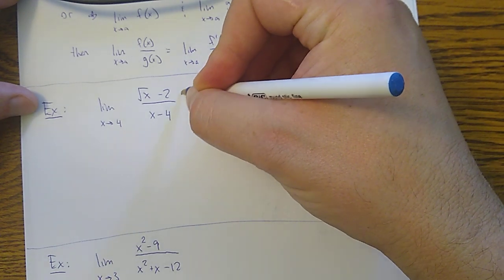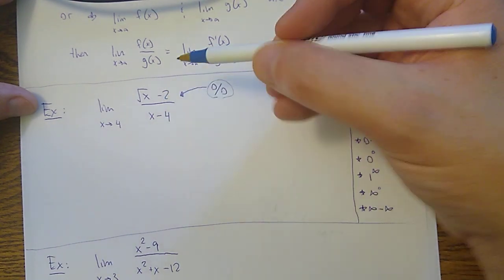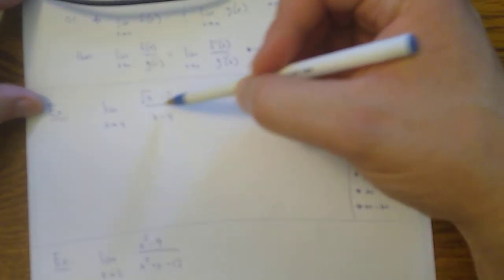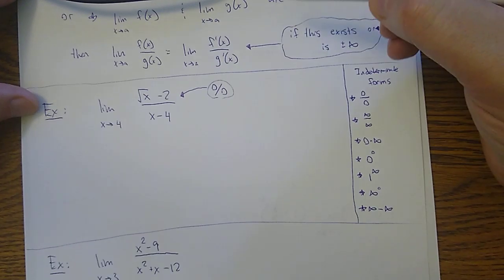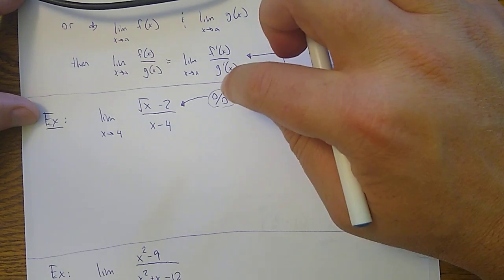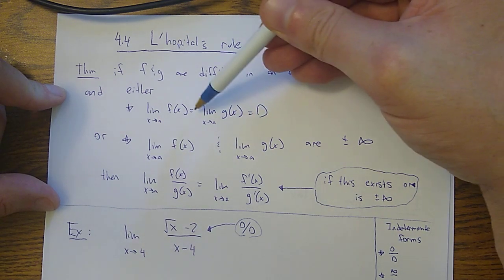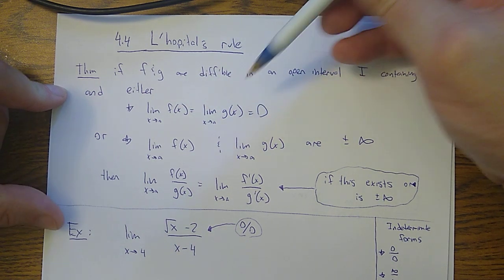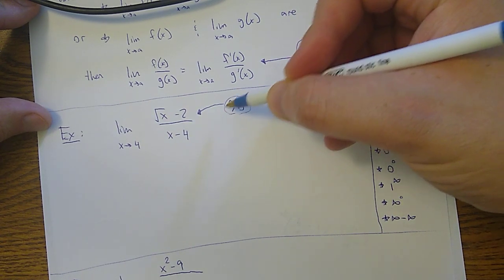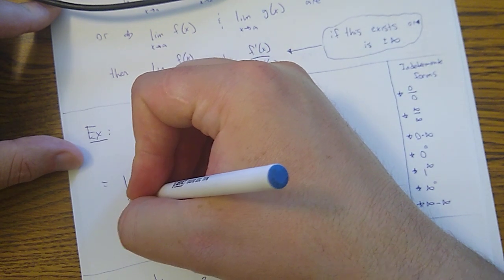Now, whenever I use L'Hopital's rule, I want to justify that I can use it at least in one little way. This limit is a 0 over 0 limit, because if I put in 4 on the top, I get 0, and on the bottom, I get 0. So I call this a 0 over 0 indeterminate form. That's justification that I can use L'Hopital's rule, because that's like this first scenario, where the top is going to 0 and the bottom is going to 0. So I'm going to write something there just to justify that I can use L'Hopital's rule. And now I'm going to go ahead and use it.